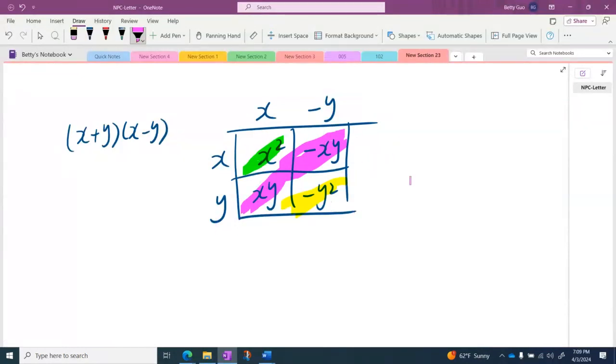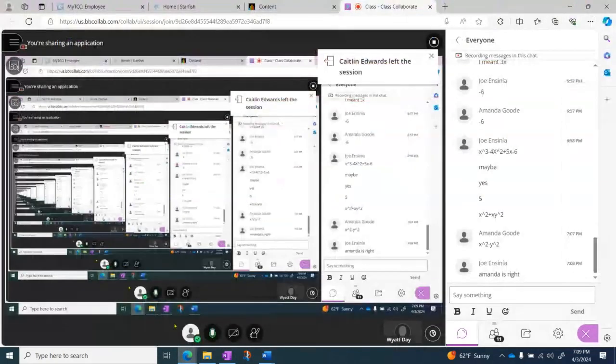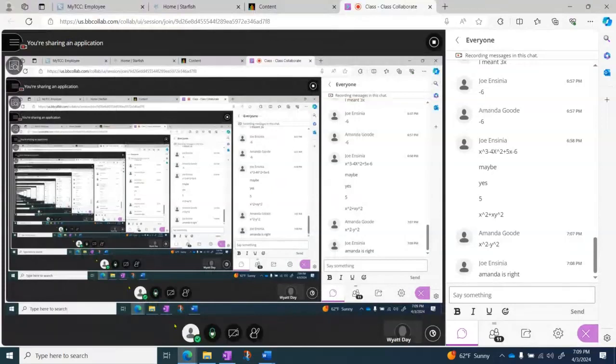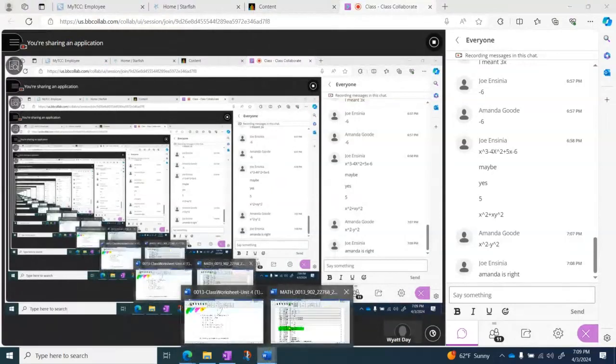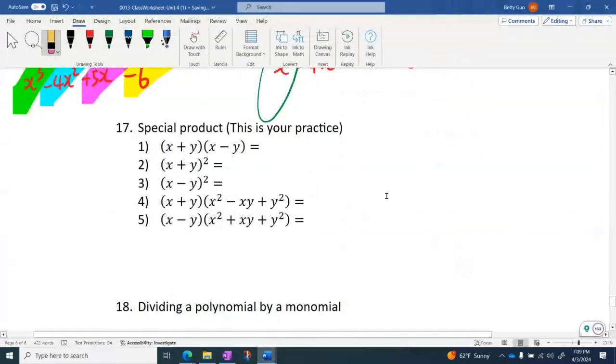So we only have green and yellow left. That gives us the result, x squared minus y squared. Right? So the answer is x squared minus y squared. Perfect. So this is x squared minus y squared. Very good. Keep going. Second question, I'll give you 2 minutes.